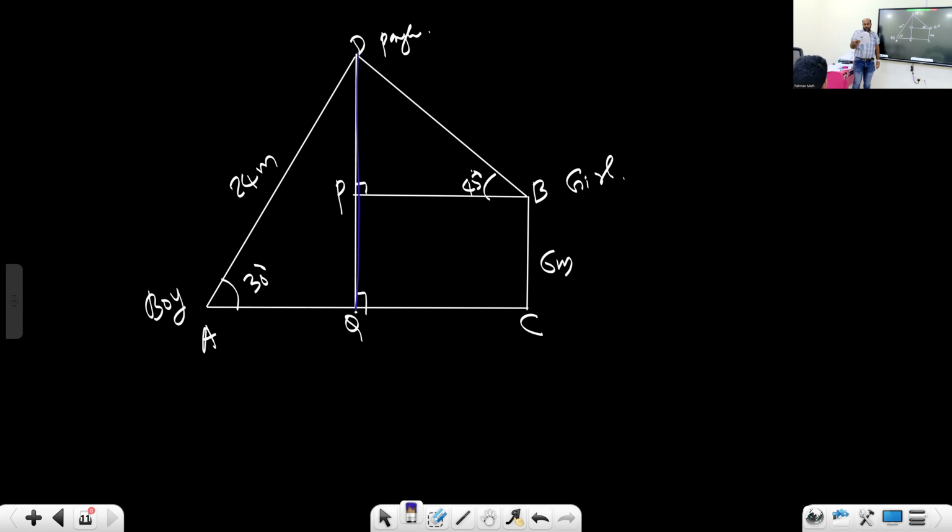First question, distance of the paraglider from the ground. Tell me, according to this angle, what side is this? Opposite. Which trigonometry ratio should I put? Sine. Please do it. You need not substitute any root value or anything. Right?